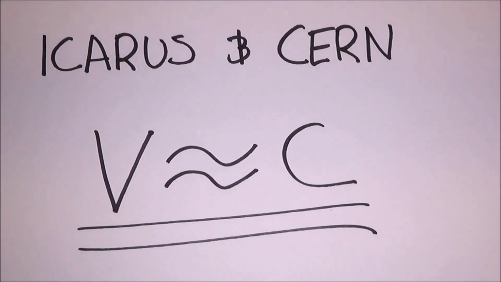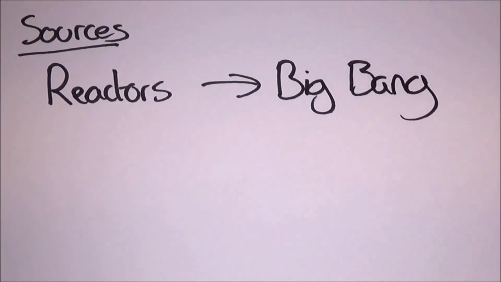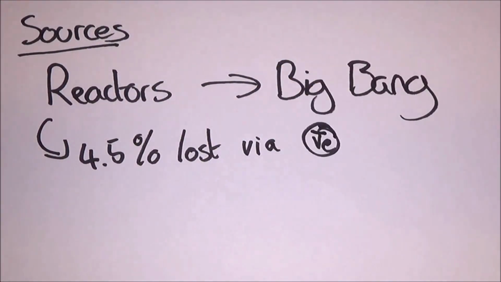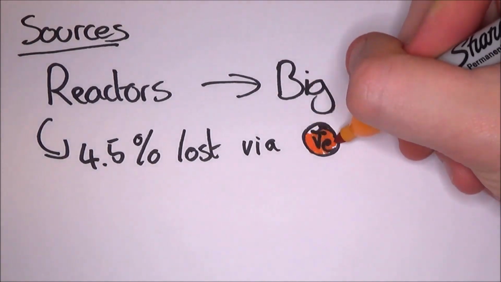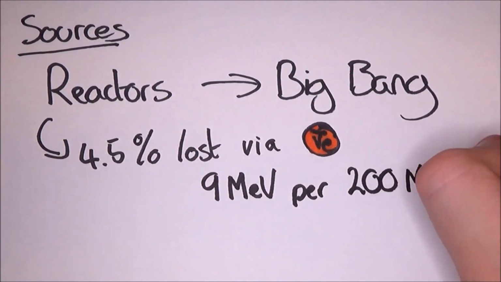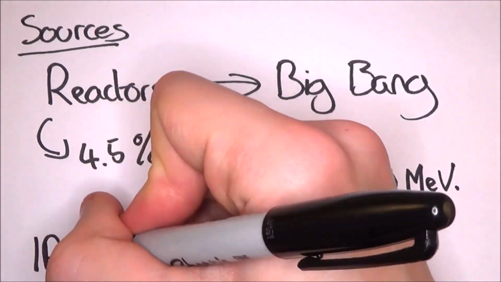There are of course now many different sources of neutrinos, the nuclear reactor being the most obvious one for beta decay, but also all the way back to the Big Bang. Nuclear reactors are a major source of neutrinos, as during beta decay, about 4.5% of the total power output is radiated away via neutrinos, or technically antineutrinos. That's about 9 megaelectron volts for an average fission reaction, which releases 200 megaelectron volts.